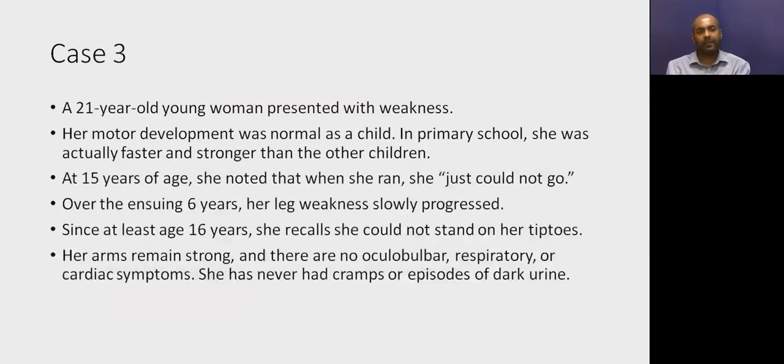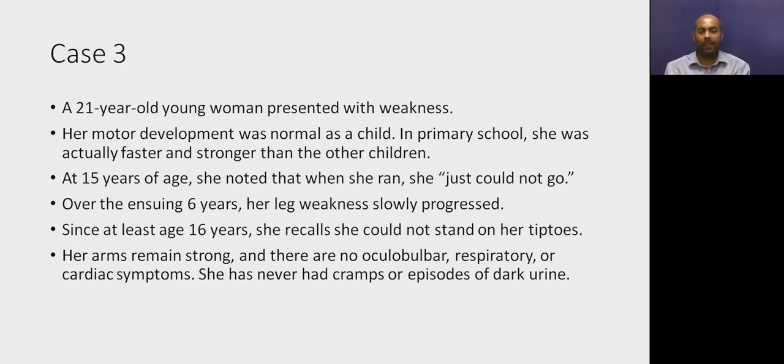Let's see another case. A 21-year-old young woman presented with weakness. Her motor development was normal as a child. In primary school, she was actually faster and stronger than other children. At 15 years of age, she noticed that when she ran, she just could not go. Over the ensuing 6 years, her leg weakness slowly progressed. For the last 16 years, she recalls she could not stand on her tiptoes.